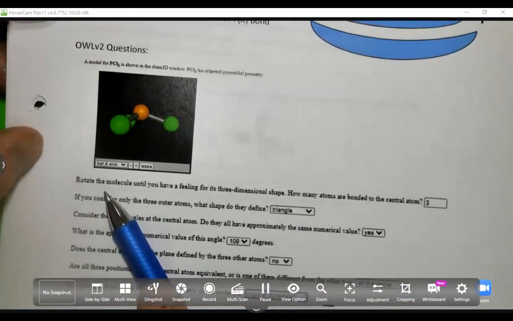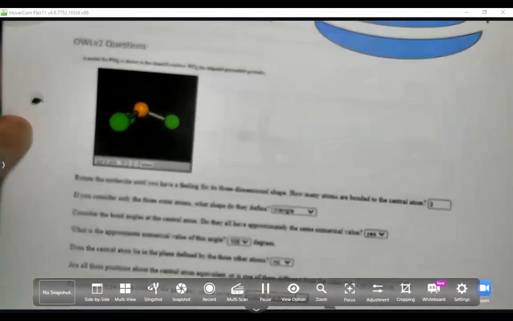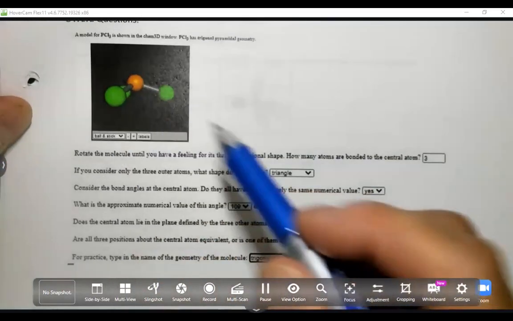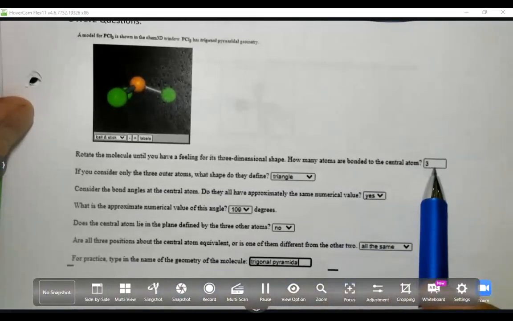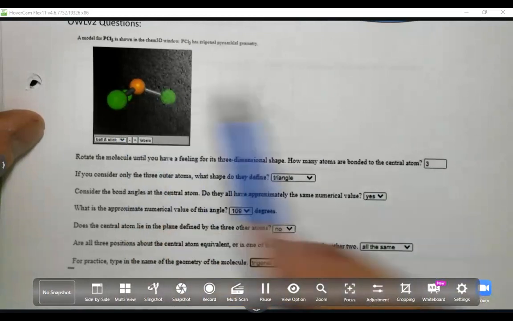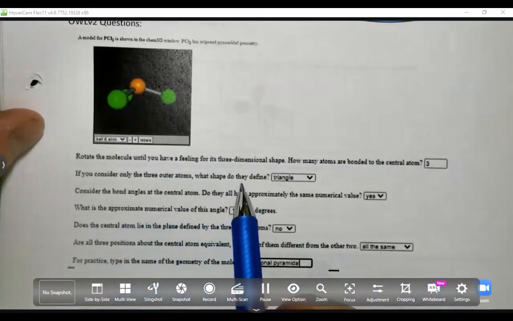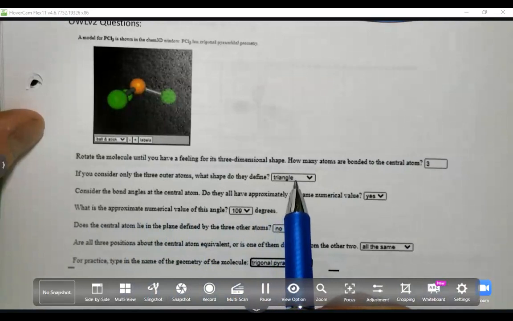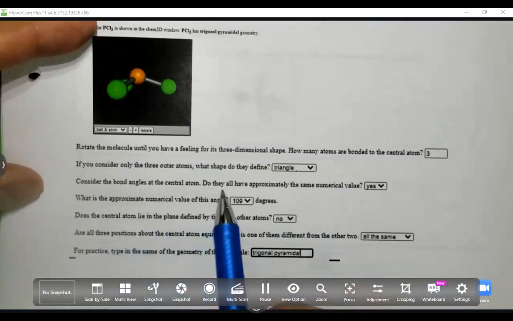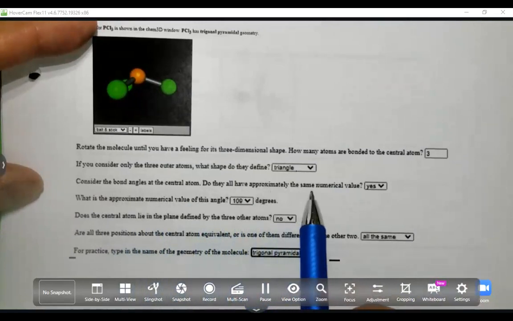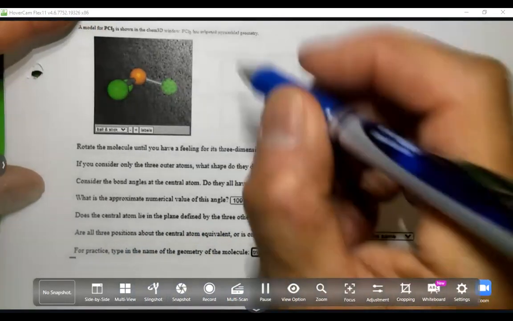All right, so what do we got here? PCl3, and we can look at it. How many atoms are bonded to the central atom? 3, of course. If you consider only the 3 outer atoms, what shape do they define? A triangle. Consider the bond angles on the central atom. Do they all have approximately the same numerical value? Yes, and you could draw this thing out, right?